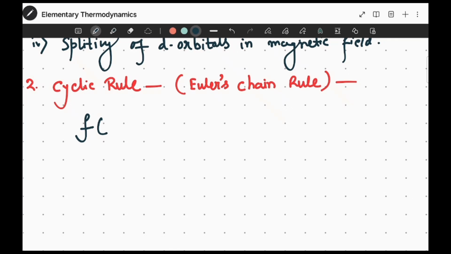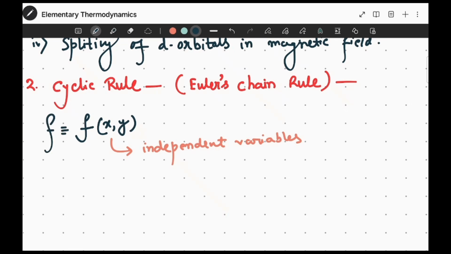So let's say f is a function of x and y, a two variable function. When I'm saying a function of x and y, what does it mean? X and y signify particular quantities. These are called independent variables, because you can choose them according to you. There is no restriction. Choosing a particular x and y, the value of f is fixed. That's why they are called independent variables. So f is a function of x and y. What will be the df?